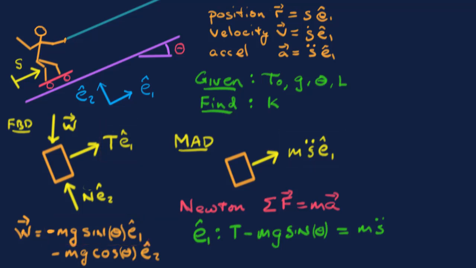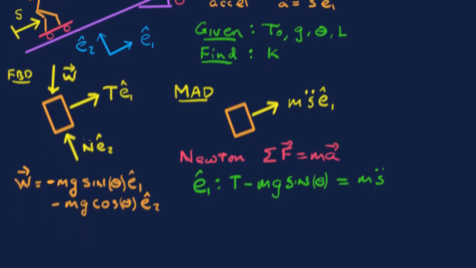Now I can do the same thing in the e hat 2 direction as well, right? That would give me an N and a component of the weight, N minus mg cosine theta, and no acceleration. But this would just allow me to determine the normal force. And in this problem, I don't care what the normal force is because there's no friction. So I'm just going to leave that out. So let's just go with what we have in the e hat 1 direction. I'll make a little more space here.